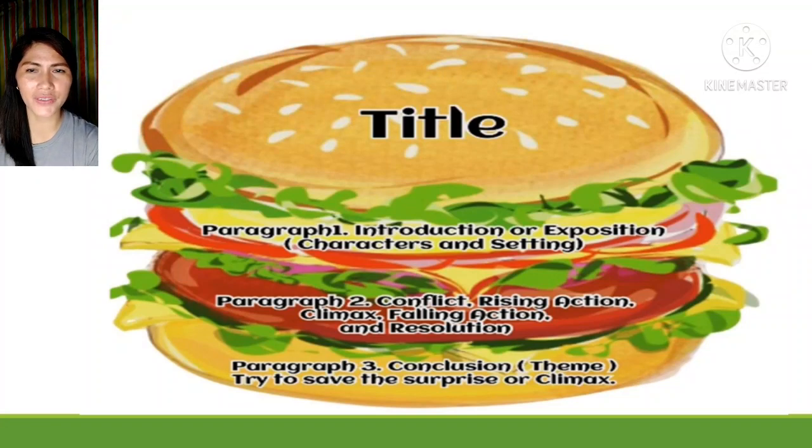In the illustration, you can see a hamburger where you put on top the title. Then you have the first paragraph where you can write your introduction as part of the element of the plot, or the exposition, the characters and setting. Then paragraph 2, you can include the conflict, the rising action, the climax, falling action, and the resolution. Then for your last paragraph, you can write your conclusion where you can include the theme, and try to save the surprise or the climax also in the last paragraph.